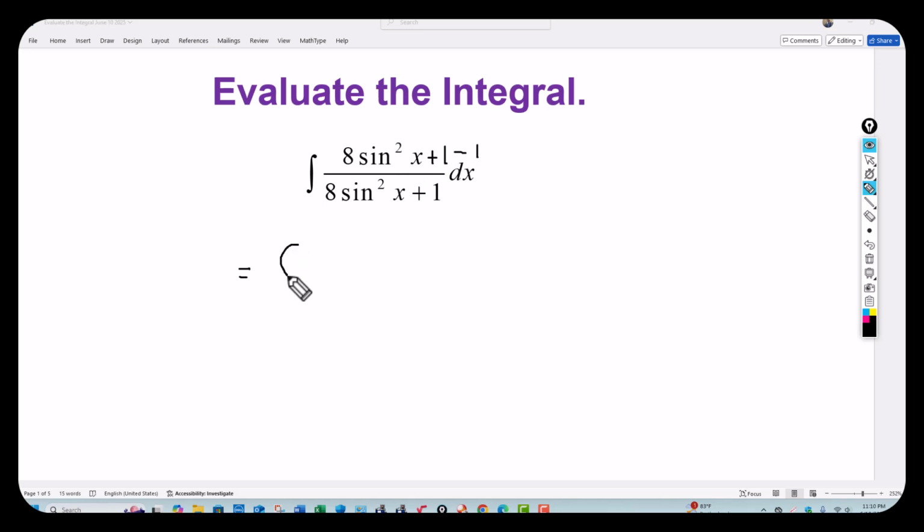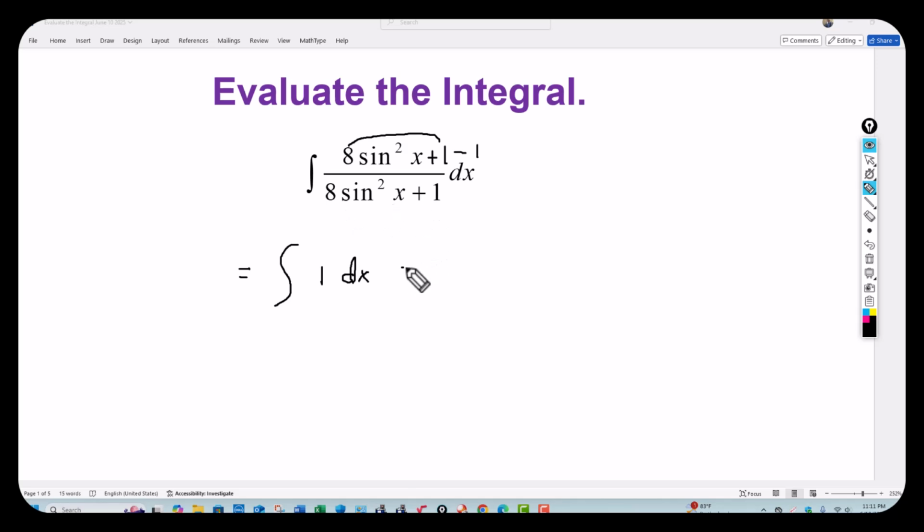And then this will be broken up into two integrals. So the first integral is going to be this part here, 8 sine squared of x plus 1 over 8 sine squared of x plus 1. So in other words, it's going to cancel out. So this will be 1. This quantity over this quantity is 1. And we're integrating with respect to x. So it's dx. Then the second integral will be the minus 1 over the denominator.